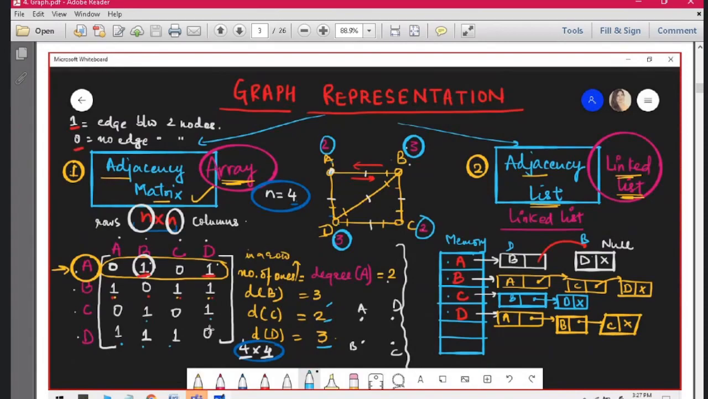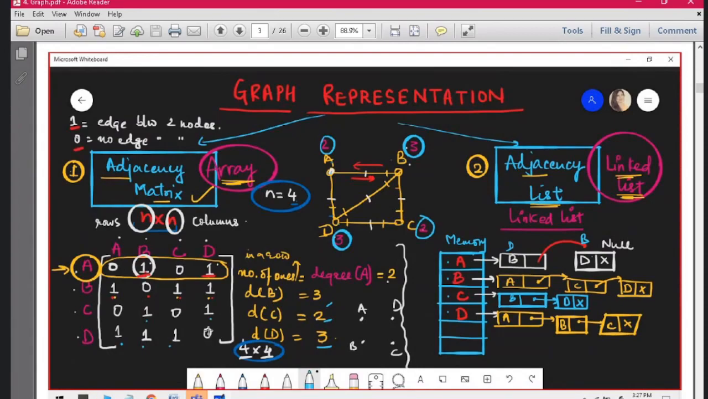This is 0. Now there is one important concept here: if you see this diagonal, you can see that the diagonal elements are always 0. So one property of your adjacency matrix is that the diagonal of your adjacency matrix is 0, right?